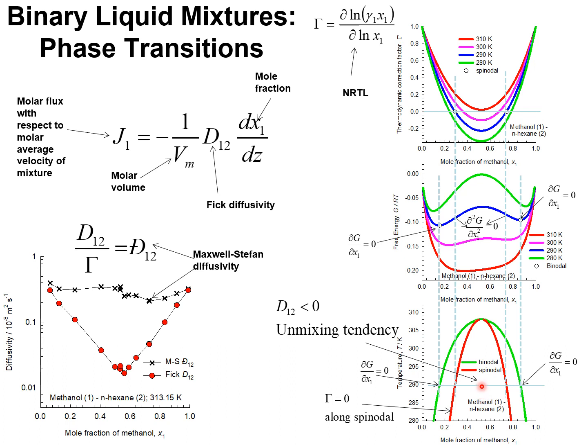Say if we take a composition here of 0.5, subject to a small perturbation, the mixture will yield a hexane-rich phase and a methanol-rich phase. The area between the spinodal curve and the binodal curve is a metastable region.